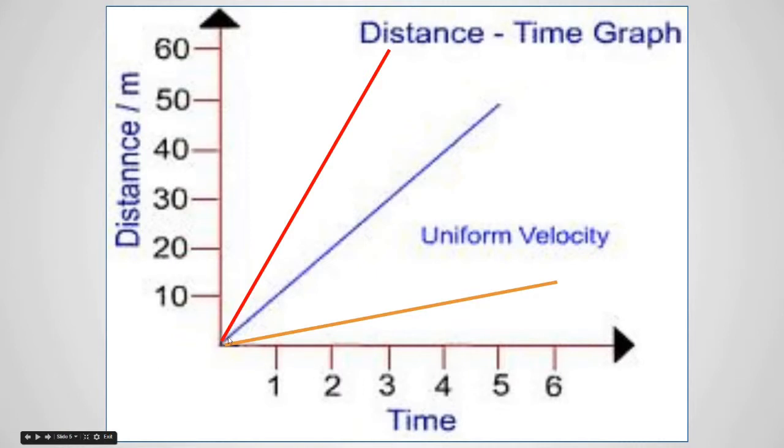If you look at the slope of all the lines, the red line has the steepest slope. Slope is an indication of the velocity of the object. If you have a really big slope, a really steep line, that's going to indicate a very fast velocity.